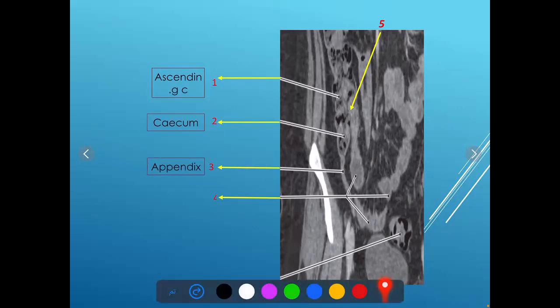Number 4, the ileum. And number 5, the ileocecal valve.